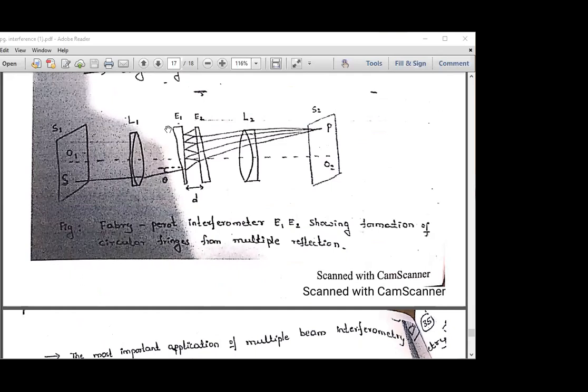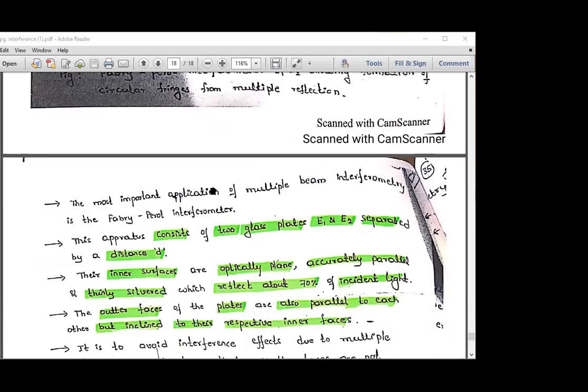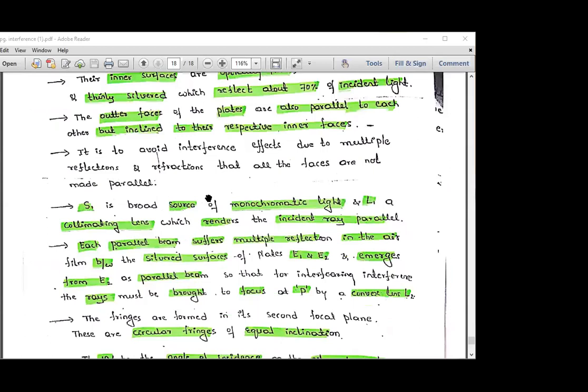Now, for E1, the lower surface is thin, whereas the upper surface is thick. Similarly, for the second glass plate E2, the upper surface is thin, whereas the lower surface is thick. Because of this, though the inner surfaces remain parallel, the outer surfaces also remain parallel.